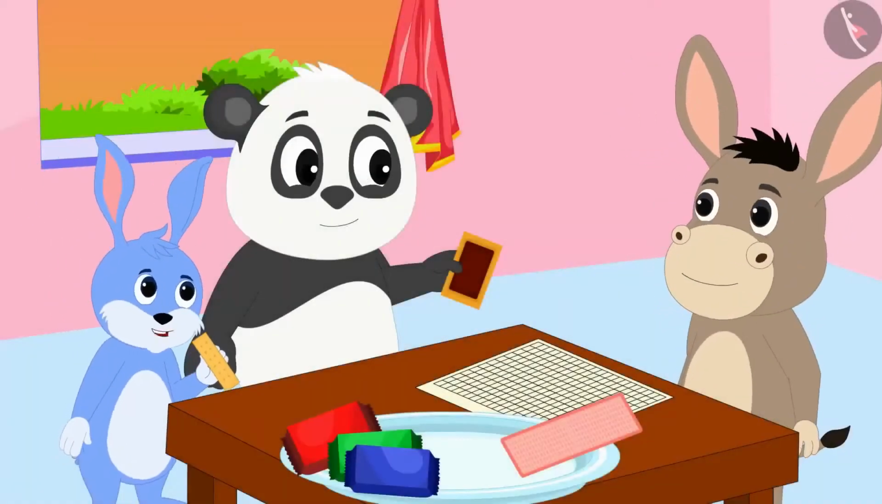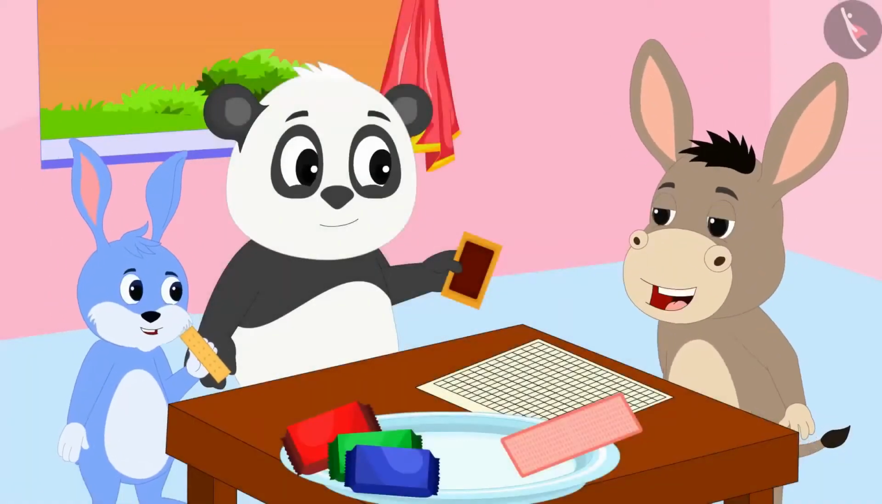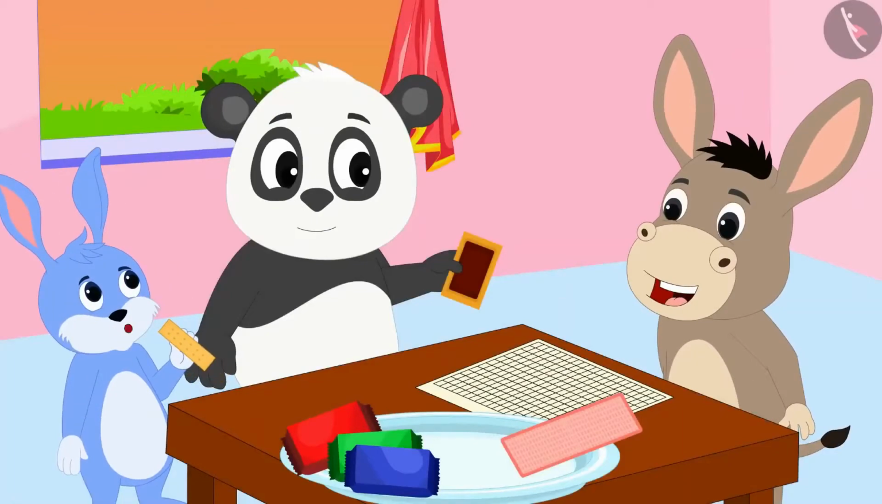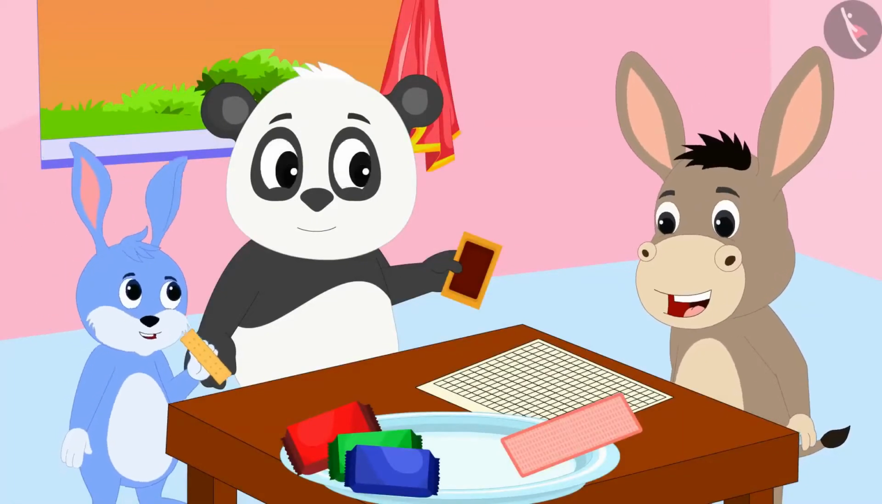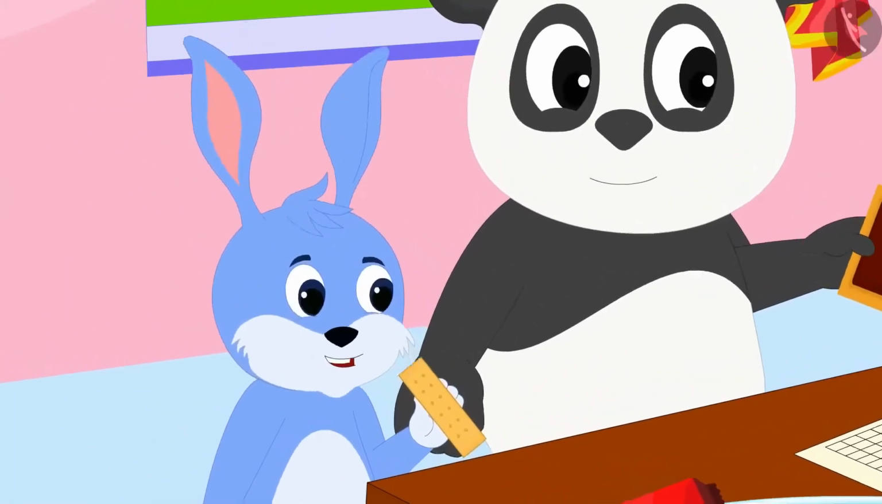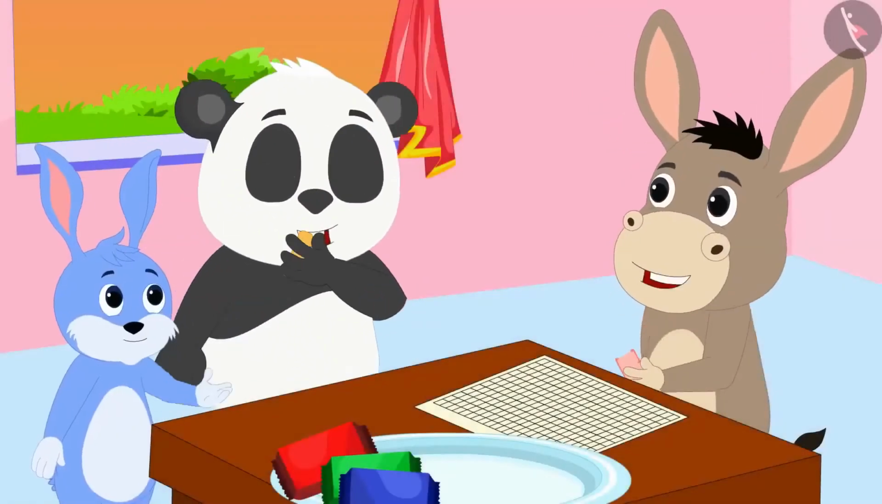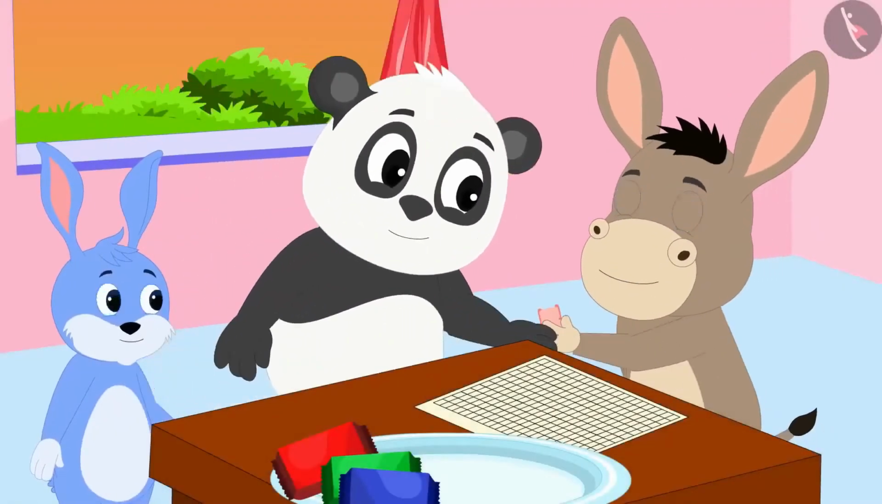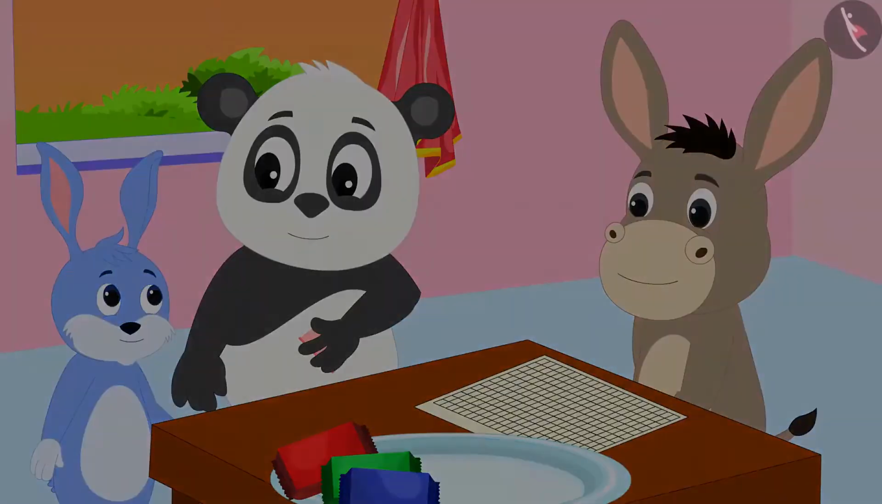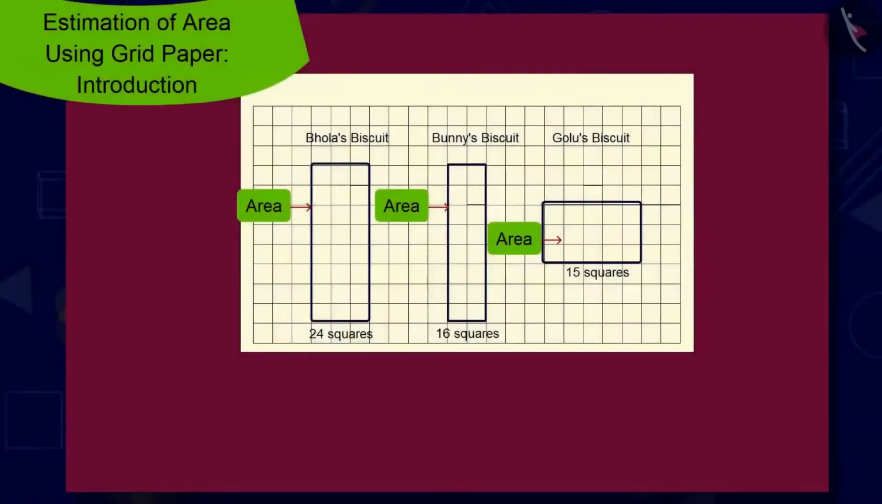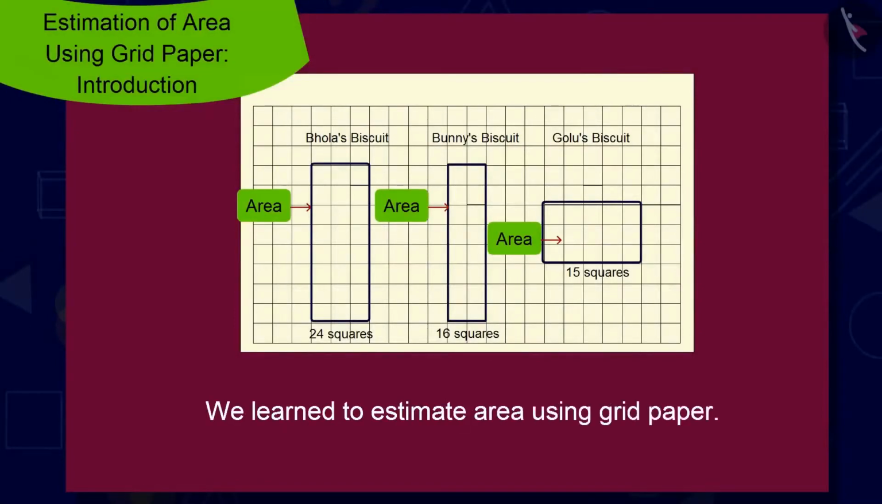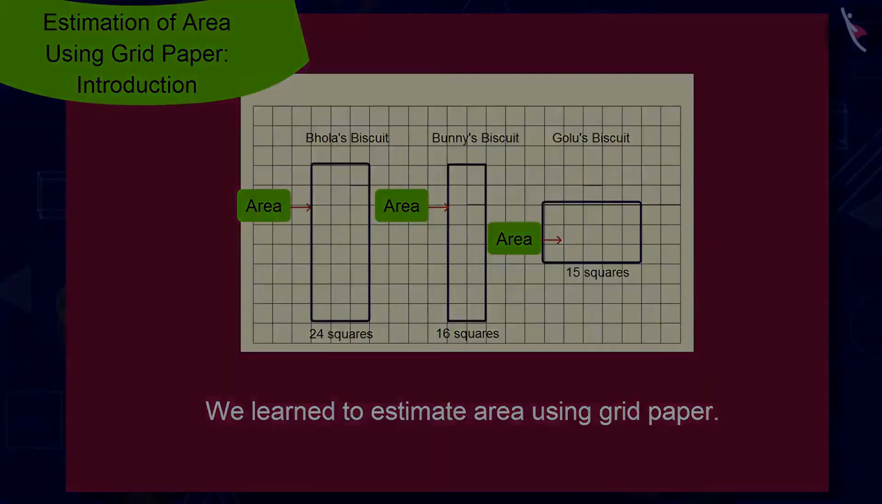This is such an interesting thing you have taught us, Bhola. Let us all share our biscuits and eat them, Bunny said to Bhola. The 3 friends shared their biscuits and ate them with great pleasure. Children, in this video, we learned to estimate area using grid paper. In the next video, we will learn more about it through some interesting examples.